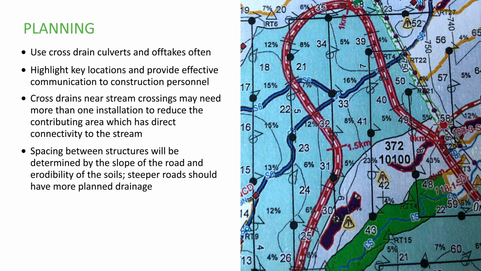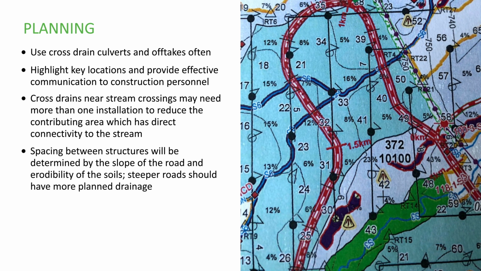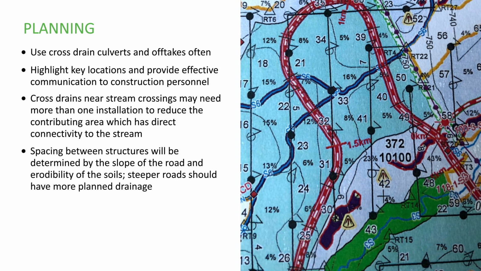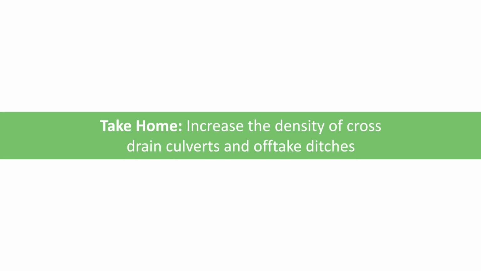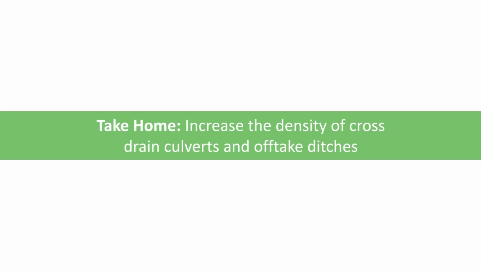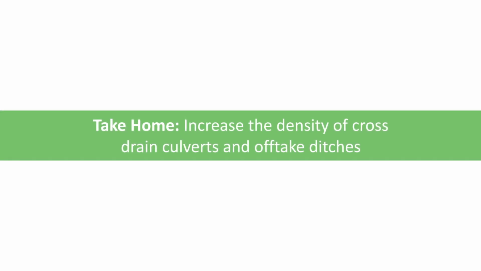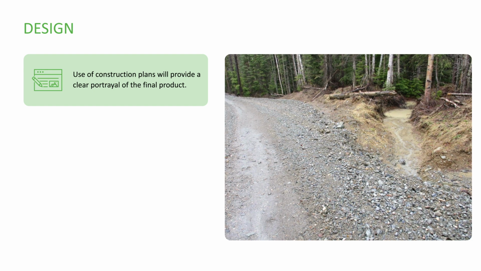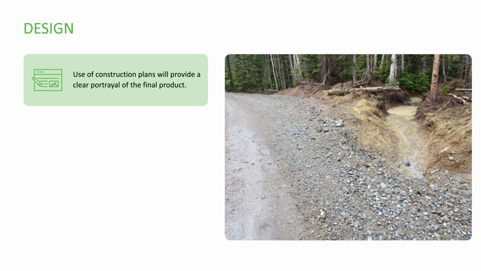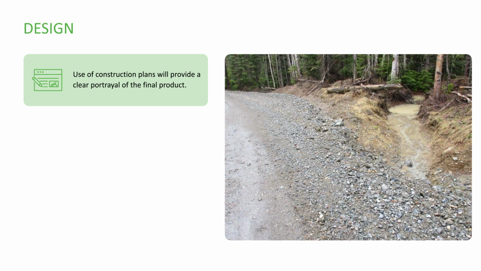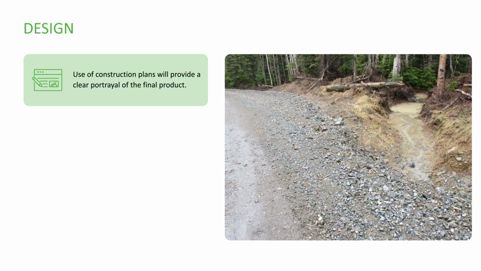Spacing between structures will be determined by the slope of the road and erodibility of the soils, with steeper roads requiring more drainage. Recent findings and discussions in the field of water quality suggest that there is a general need for more cross-drain culverts and offtakes. Design. When designing culverts or offtakes, consider using construction arrangements or schematics, which would provide a clear portrayal of the final product and aid in construction.